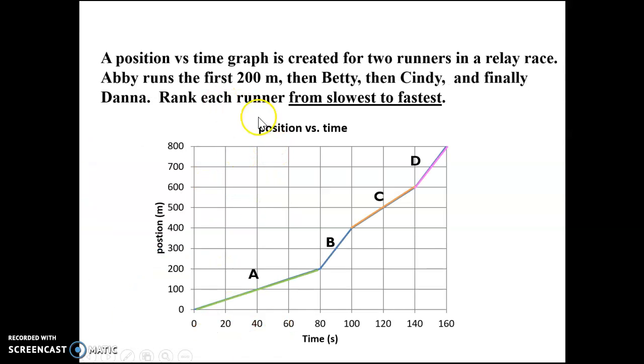This graph shows a relay race with Abby, Betty, Cindy, and Dana. It's really convenient, their names and their letters. But it shows them running through that relay race where they pass off the baton from one person to the next. What I'd like you to do is rank each runner from the slowest to the fastest person on that relay team, and go ahead and do that.